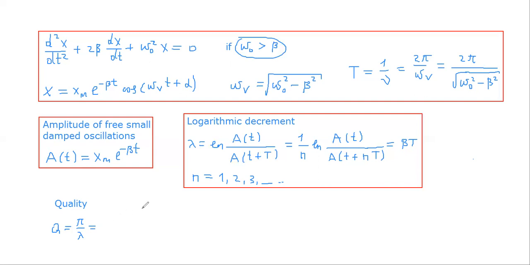And according to this, this is equal to pi divided by beta T, and this is equal to omega divided by 2 beta. So this is quality.